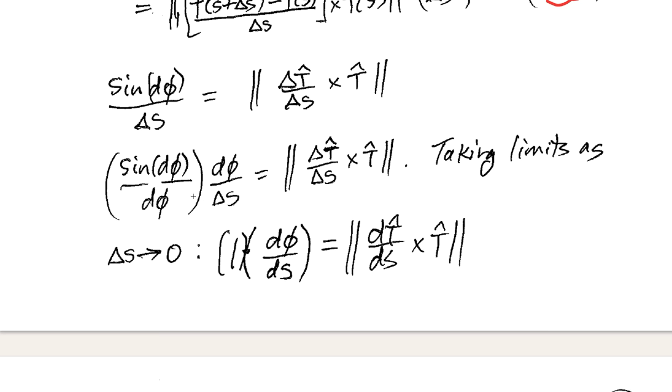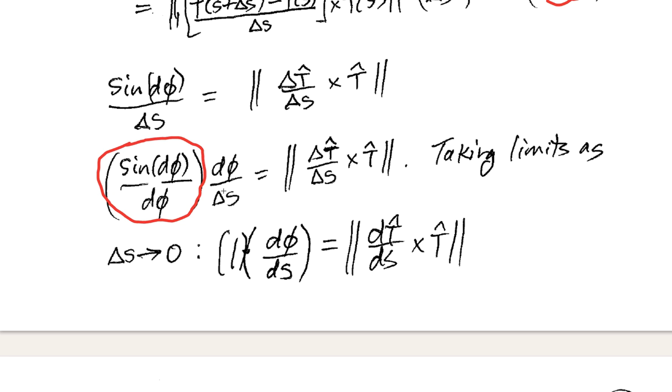What happens to, you remember a fundamental limit in Calc 1 was what? As d phi goes to 0, the sine of d phi divided by d phi goes to 1. Remember that? So this thing is going to 1. Why? Because as delta s goes to 0, d phi goes to 0, so that ratio goes to 1. Okay, so we're left with this.